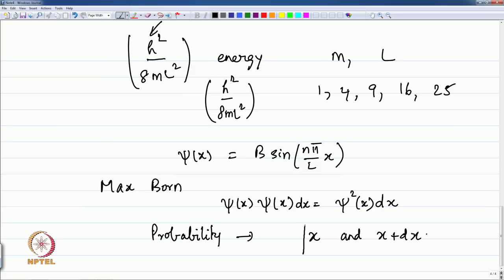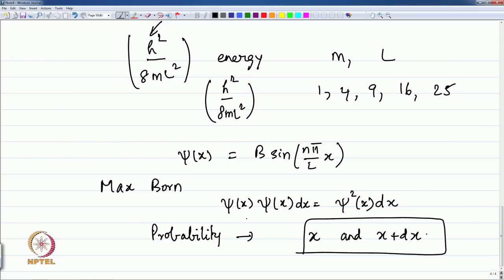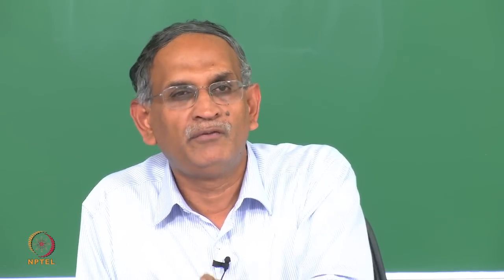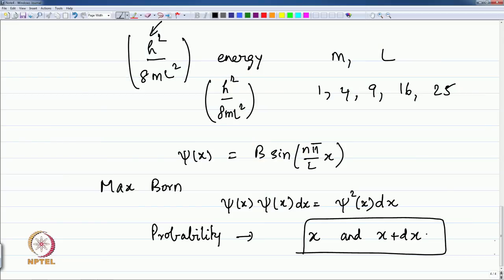The probability of locating the particle between x and x plus dx, that is the number given by the product of the wave function with itself, in this case because it is real. Max Born suggested that psi squared x dx gives the probability that the system be found in the interval x and x plus dx. That is all there is to it.